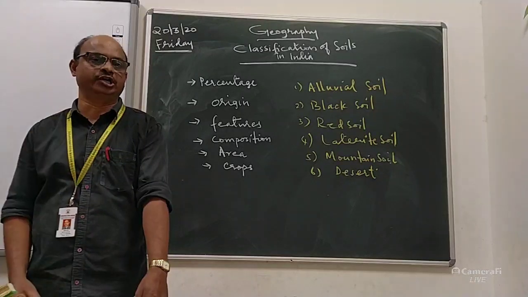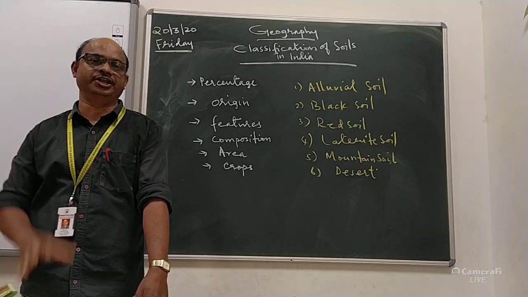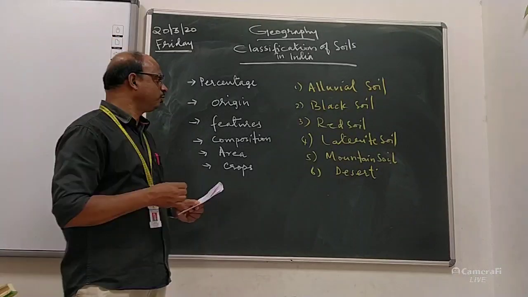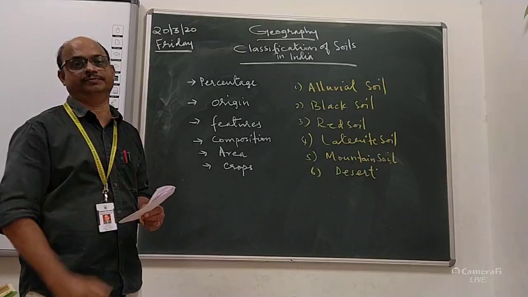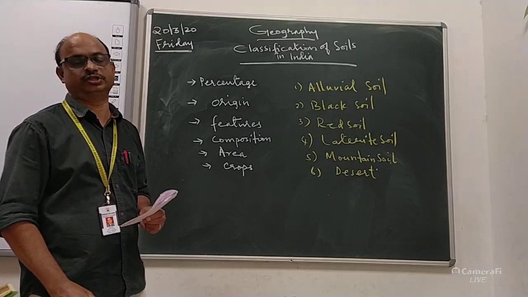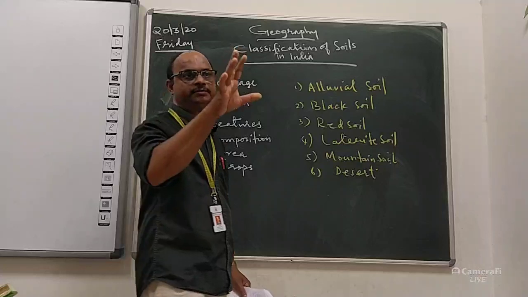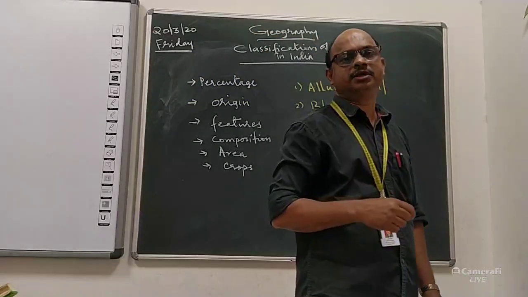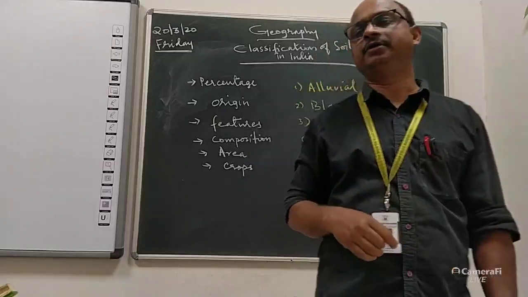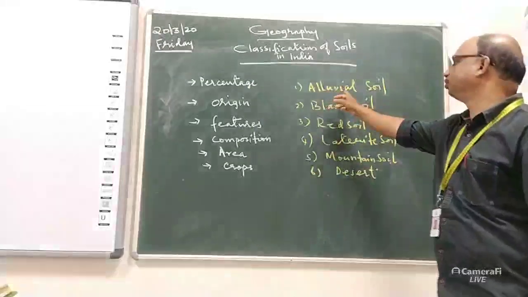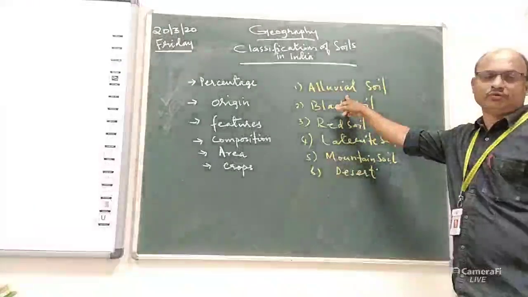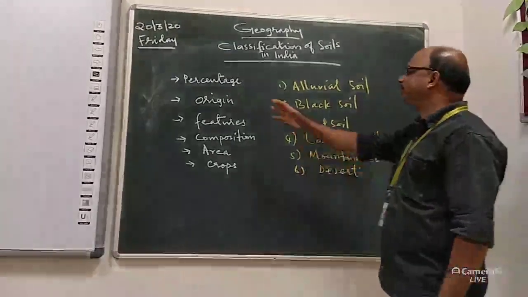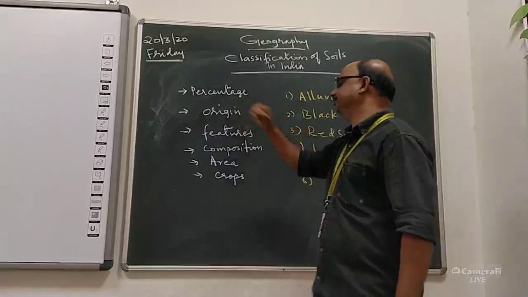It is the most important soil, covering the largest area, about 45.6% of soil in India. You know that? Northern plain completely, then western coastal plain, as well as eastern coastal plain. There you can see alluvial soil. The percentage is 45.6%. Next point is regarding alluvial soil origin.